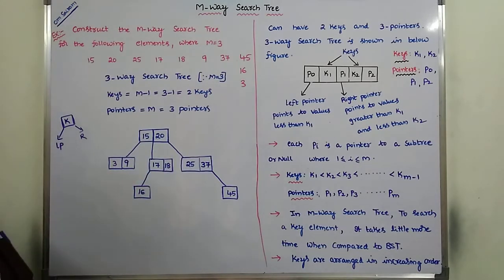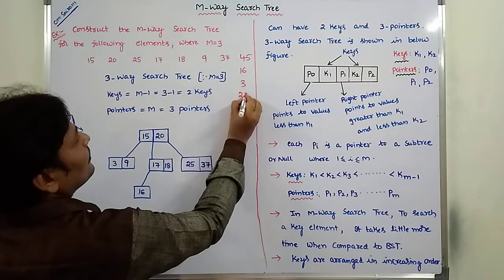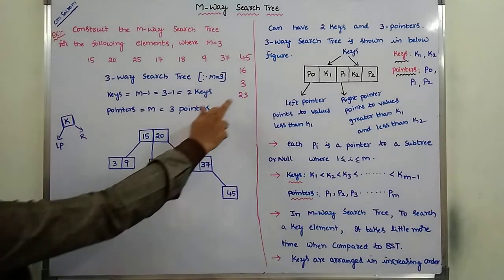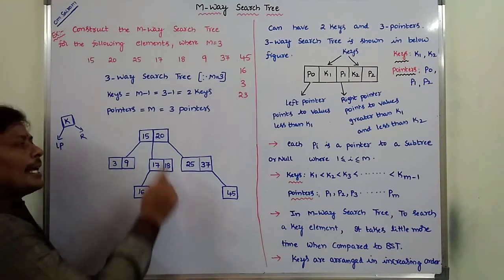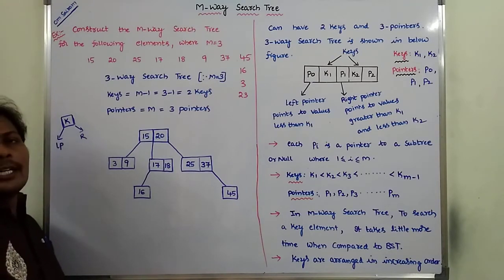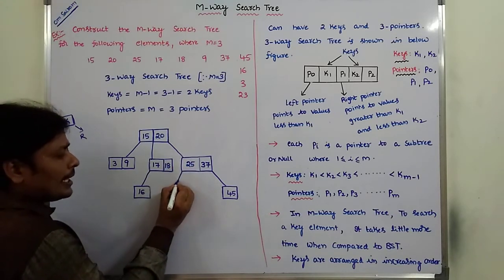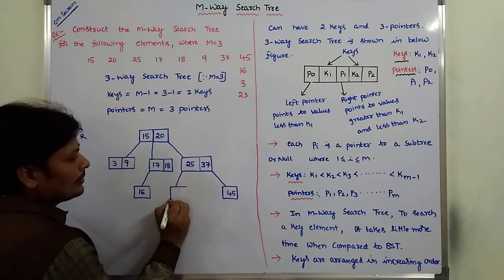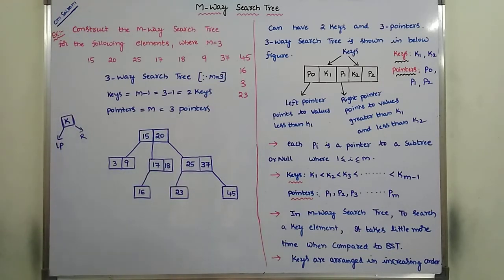Next we have to insert the next key element, that is 23. First 23 is compared with 15, so it is greater. Next 23 is compared with 20, it is also greater. Next go to the right pointer. So here 23 is compared with 25, so 23 is less than 25. So go to the left pointer of 25. Here 23 is stored in this place. Okay, so in this way we have to construct the m-way search tree.